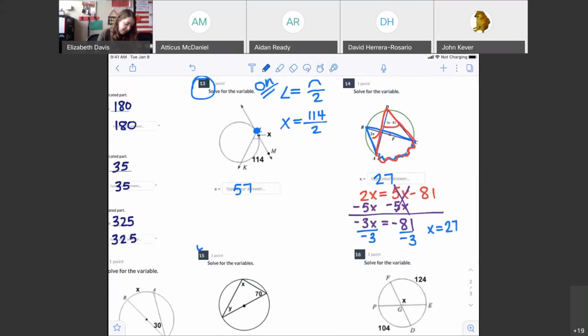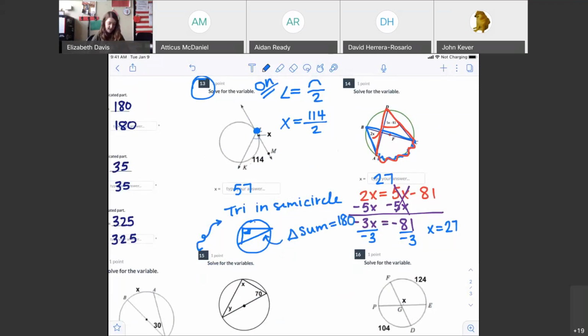So for number 15, things you need to know about a triangle. If you have a triangle inside of that semicircle, you're going to have a right angle right there. Also, the angles of a triangle add up to 180 degrees. So go ahead and try number 15.